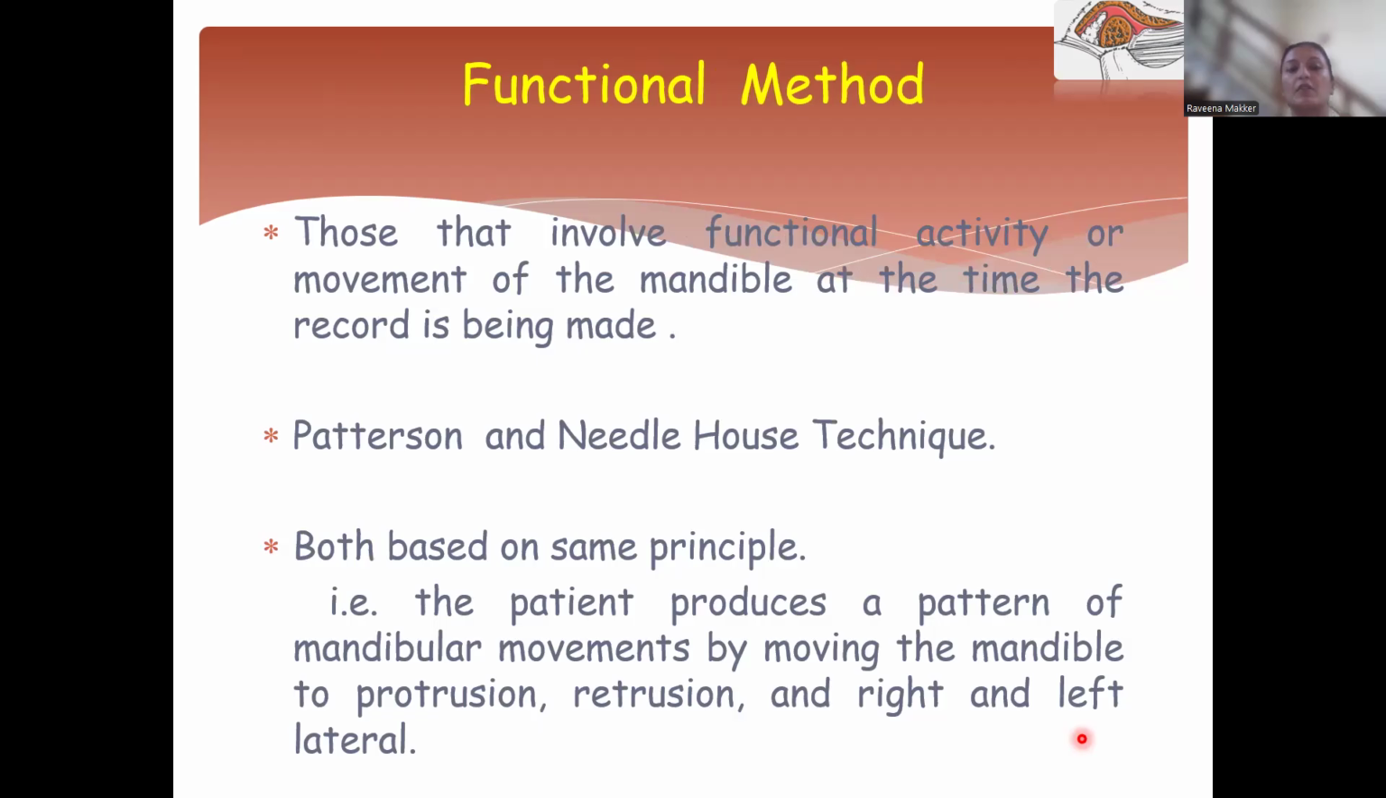And functional methods are those that involve functional activity or movement of the mandible at the time the record is being made. This includes Patterson and Needle House technique. Both are based on the same principle, that is, the patient produces a pattern of mandibular movements by moving the mandible to protrusion, retrusion, and right and left lateral.